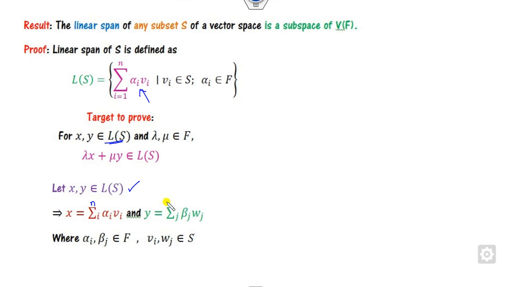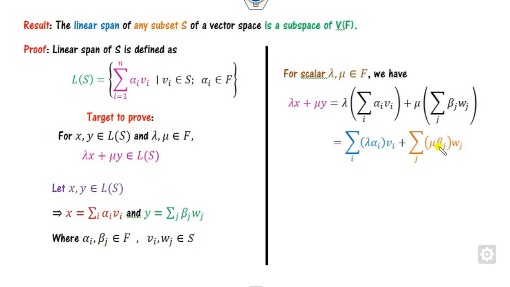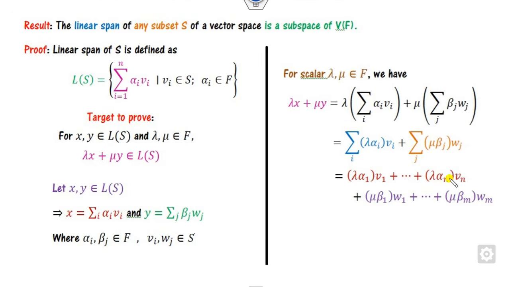Y, j varies from 1 to m and so on. Here Vi and Wj belong to S, and this one. Your target is to prove this value. So I can take these two values from the scalar field; F is my field. I can substitute the value of X here, and the value of Y here, so it can be written like this. Now, if you open this bracket, you will get this here.